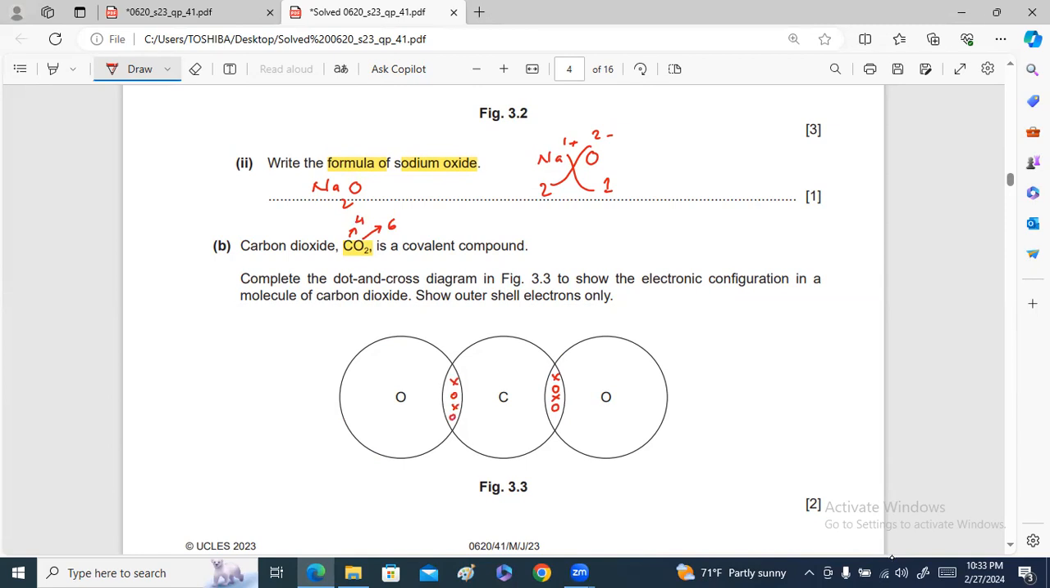So oxygen has 6 electrons in the outermost shell. So 2 are busy here. So you have to show the rest of the 4 electrons. And don't forget to show the rest of the 4 electrons in this oxygen. So carbon dioxide is making double covalent bond on either side with oxygen atom. So this is the dot and cross diagram of the carbon dioxide, and this is the covalent structure of carbon dioxide.